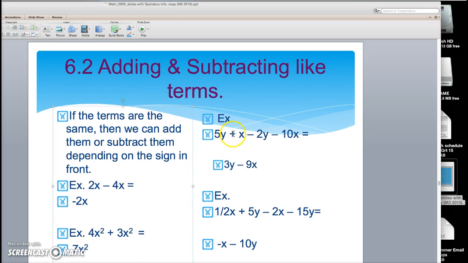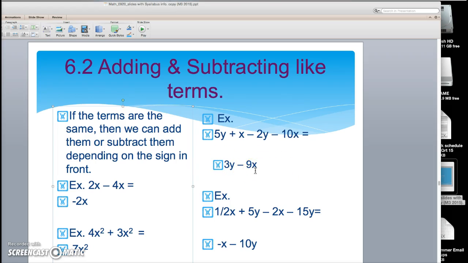This one we have an example, 5y plus x minus 2y minus 10x. Notice that we have two types of variables. We have y terms and x terms. So we deal with the y terms first. We don't have to, but we're reading left to right. 5y minus 2y becomes 3y. And then positive x minus 10x is minus 9x. So this is my final answer for this one.